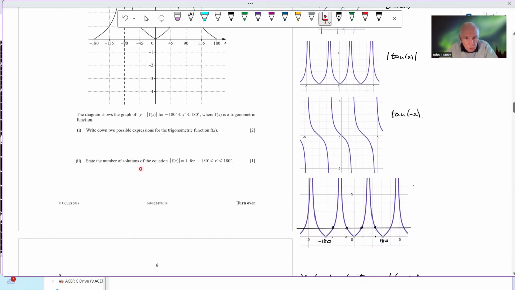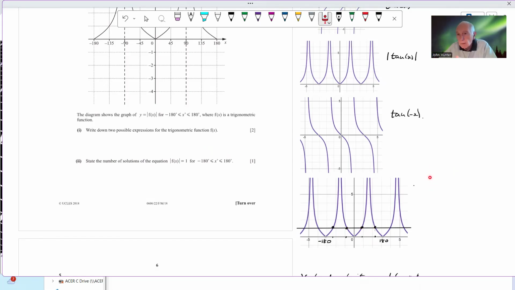And state the number of solutions of the equation absolute value of f of x equals 1 over this interval. Right, we're drawing it here, and of course this line here is y equals 1. So the solution to this equation is where these lines cross. Looking in the interval from minus 180 to plus 180, that point, that point, that point, and that point, 4. We're not asked to actually solve the equation here. We're just asked for the number of solutions.